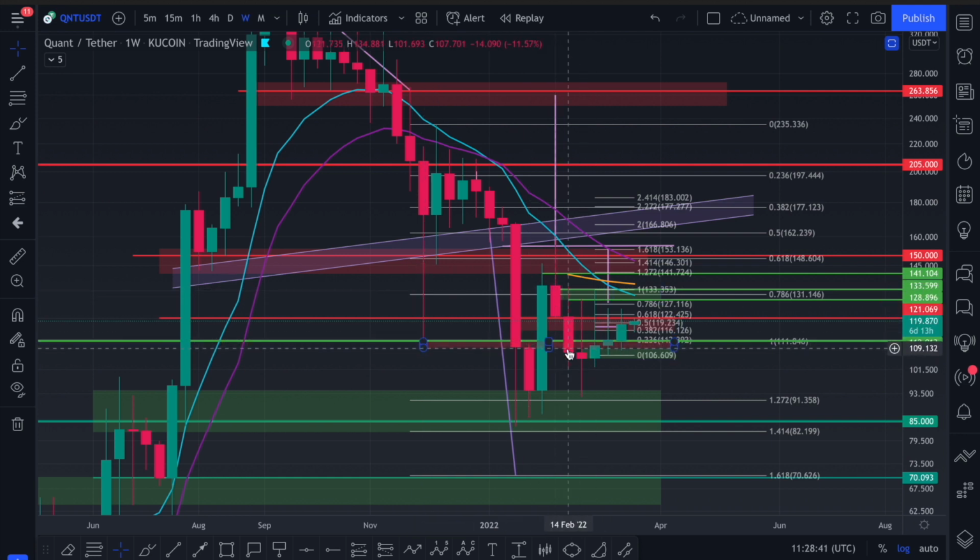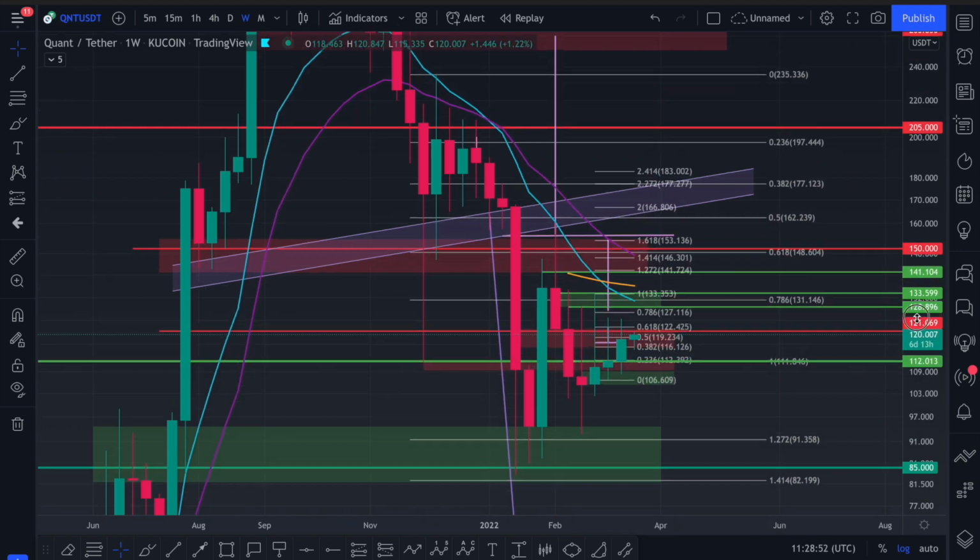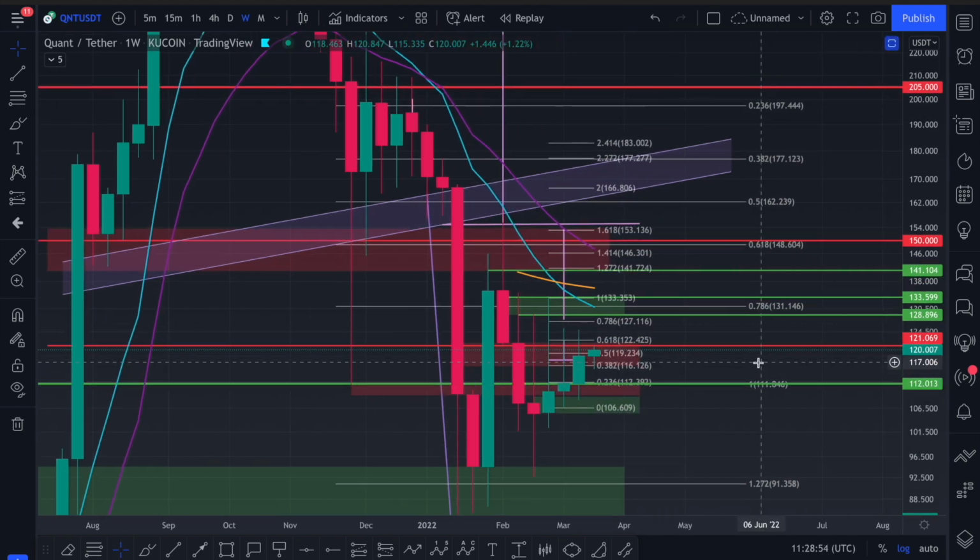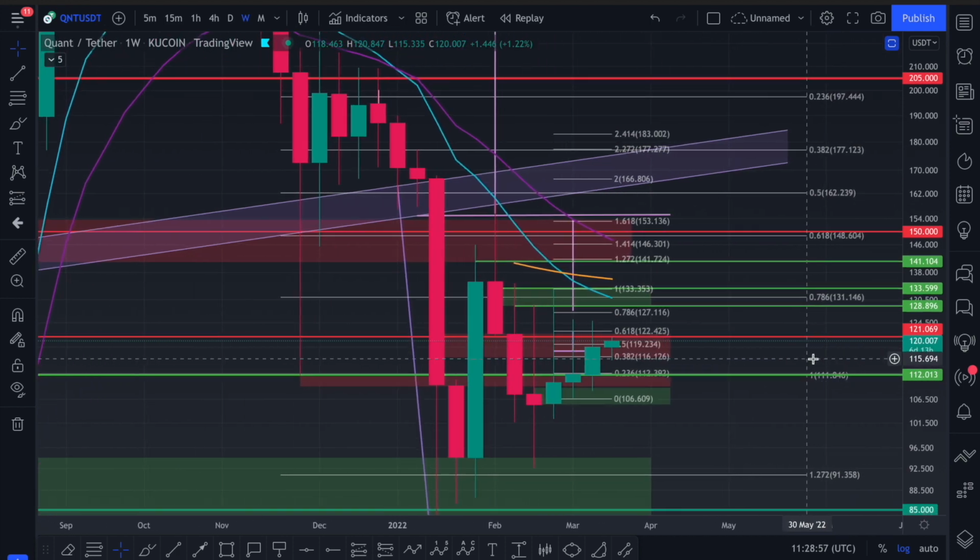And then we obviously validated the 1.618 again once we lost it. But we put in a higher low with the doji on support, and that's when we start pumping up. Now we are above $111. As long as we continue to be above $111, we should start heading back up to $150.